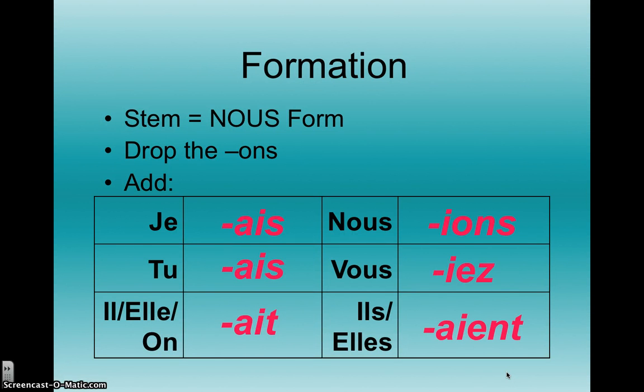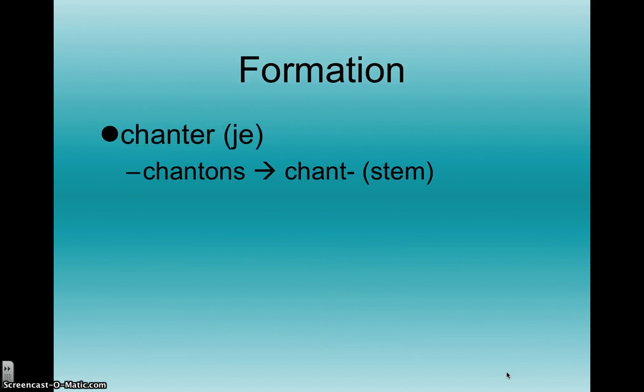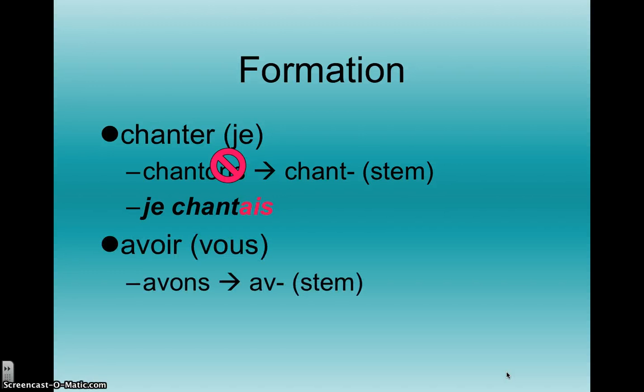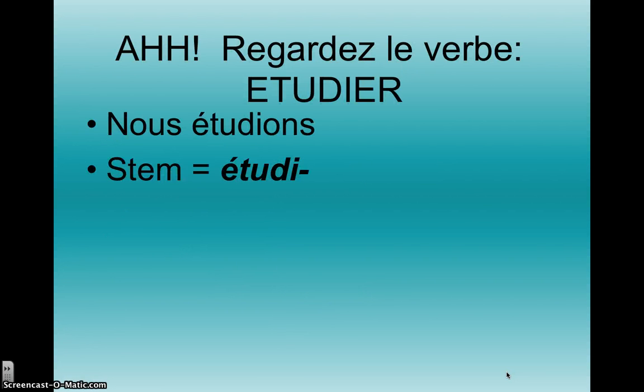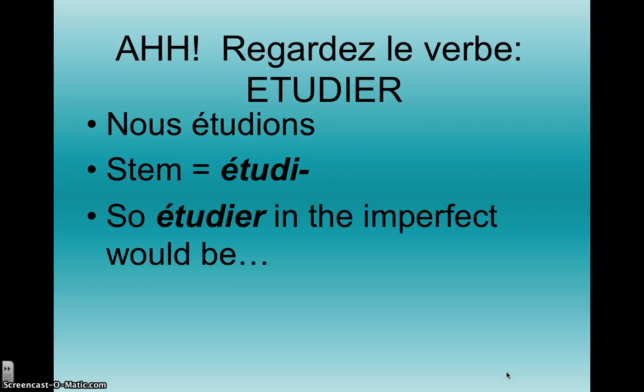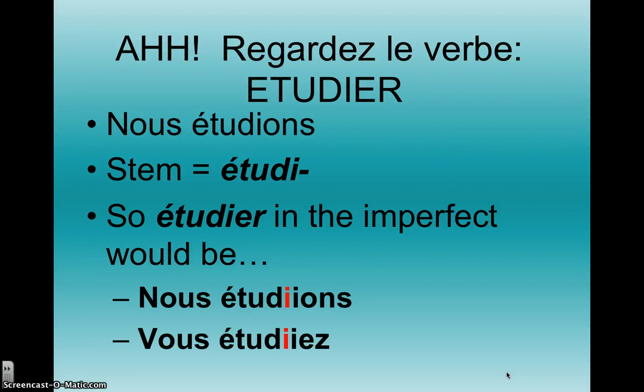Again, we said the same endings as the conditional. So here are some examples. Take off that ons, here's your stem, chanter. I was singing, I used to sing. Avoir, stem is av, aviez, y'all had, you used to have. Gotta look out, remember verbs like étudier, because here's our stem has an i in it, but then if we do the nous form, we have those two i's, or the vous form.